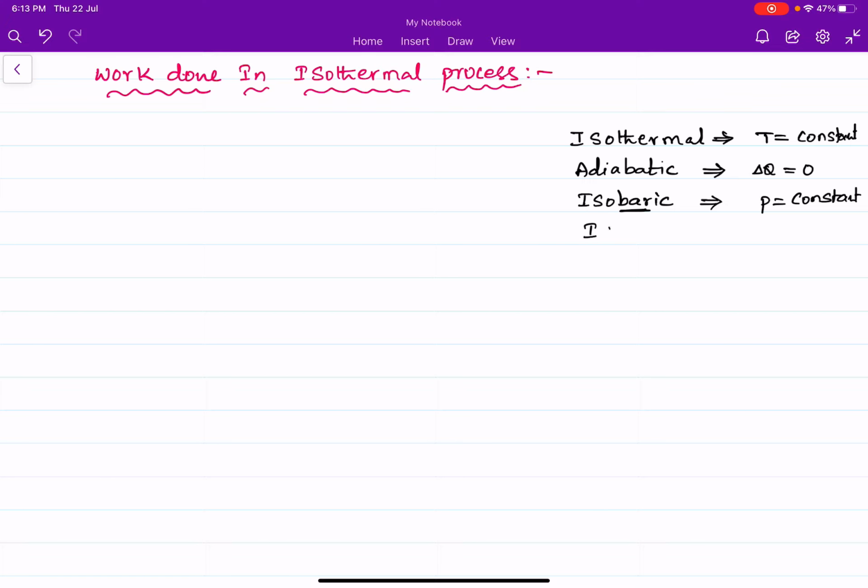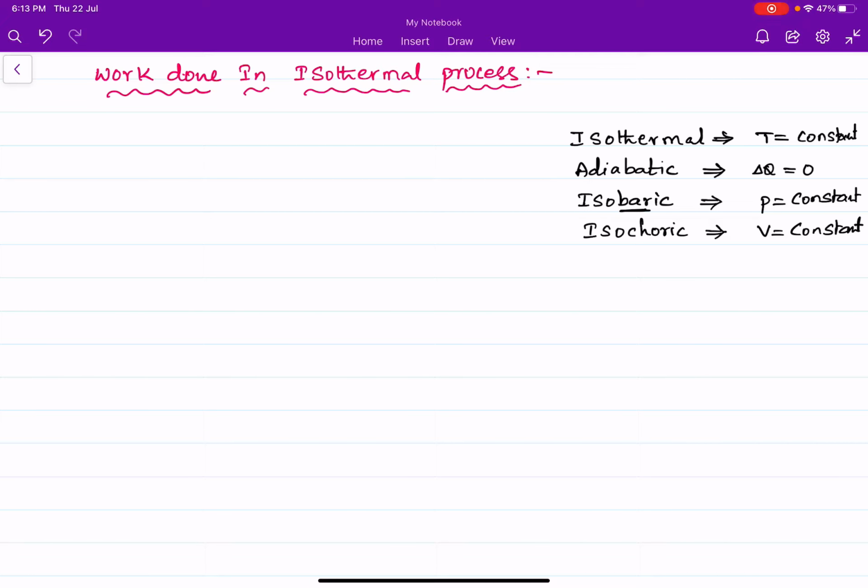Next one is the isochoric process. In isochoric process, volume remains constant. So these are the four processes that we have discussed briefly in the previous classes. Now I am going to give you an expression for work done in isothermal process.